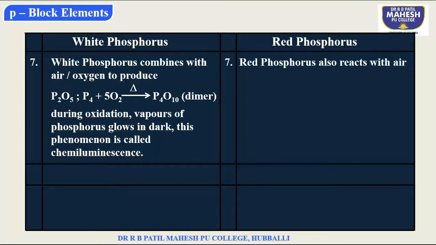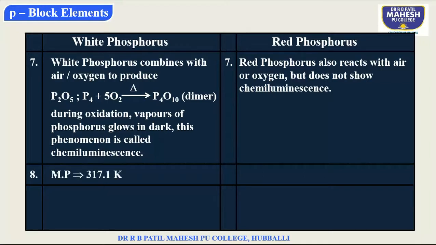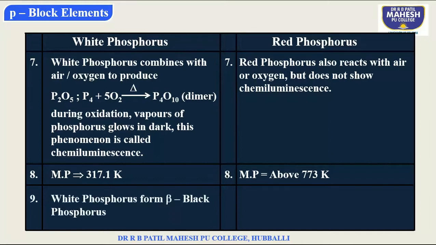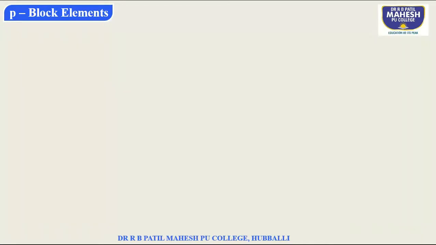In the case of red phosphorus, it also reacts with oxygen or air, but it does not show the property of chemiluminescence. The melting point of white phosphorus is 317.1 Kelvin, whereas in the case of red phosphorus, it is found to be above 773 Kelvin. White phosphorus forms beta black phosphorus, whereas red phosphorus forms alpha black phosphorus.